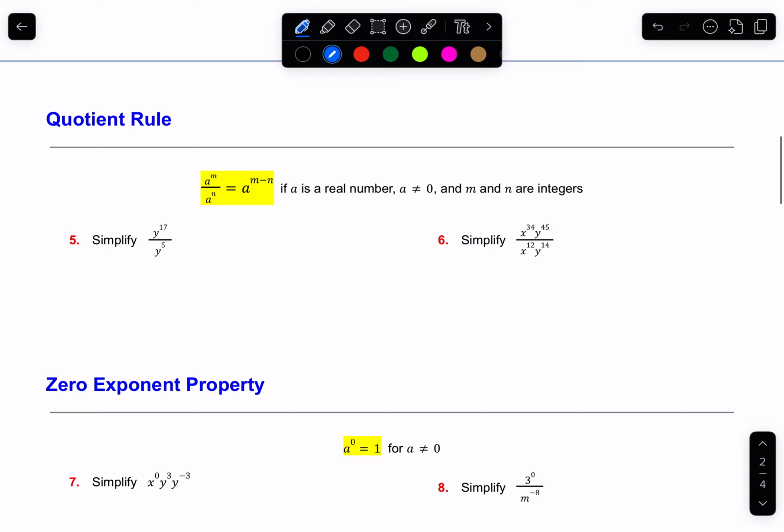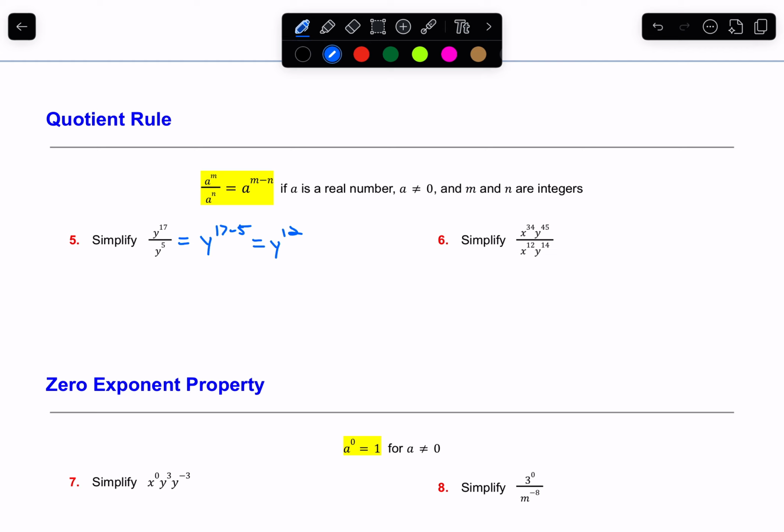The quotient rule, very similar. When you have two things with the same base, a over a, so a is the base of both, m and n are our exponents. When we divide a to the m by a to the n, we subtract those exponents. And this is actually just a combination of the two previous rules we've seen. So I'm going to show you why with this first one here. If we use the quotient rule on this first one, we would do y to the 17 minus 5, which is y to the 12.